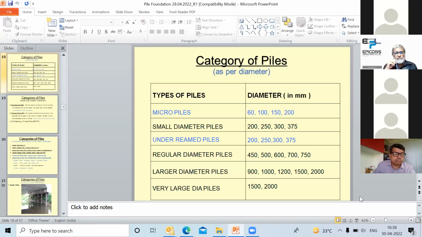Now, the rest of the types of piles are dependent on the load. And because buildings are becoming taller and taller, or if you want to use them for bridges, we have to go for very large diameter pile.